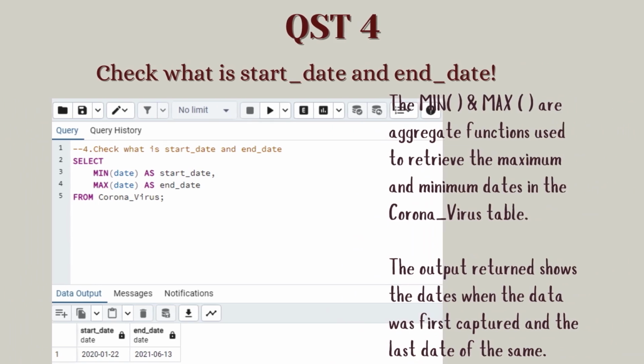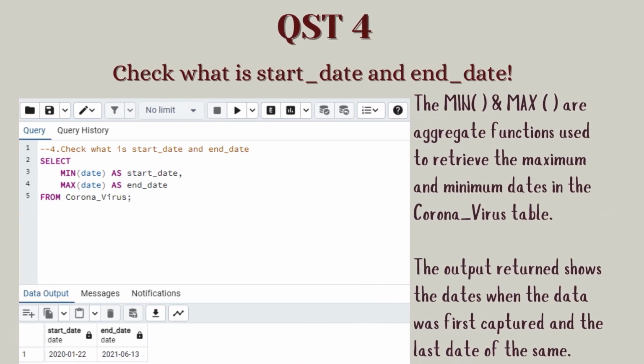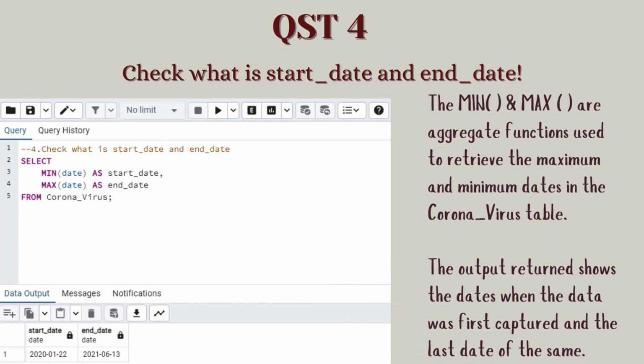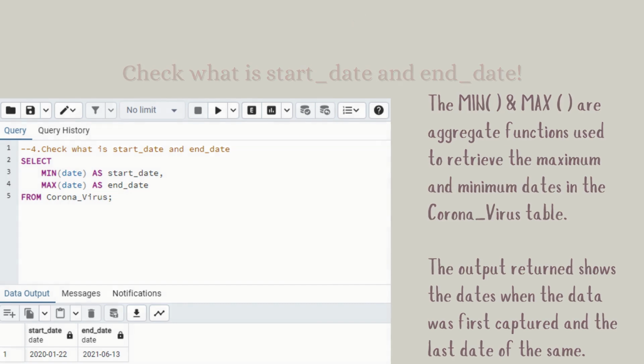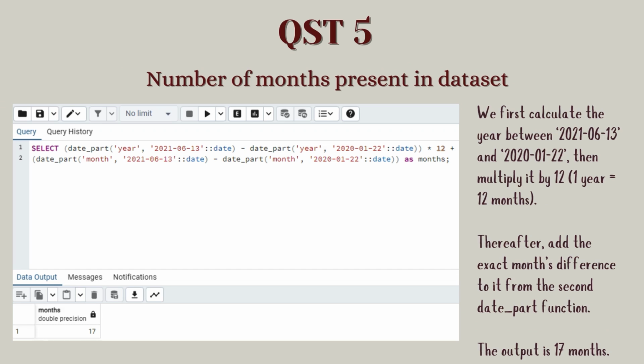The fourth analysis question is to check what is the start date and what is the end date. Here, we shall use the min and max functions. The output returned shows the dates when the data was first captured and the last date of the same.